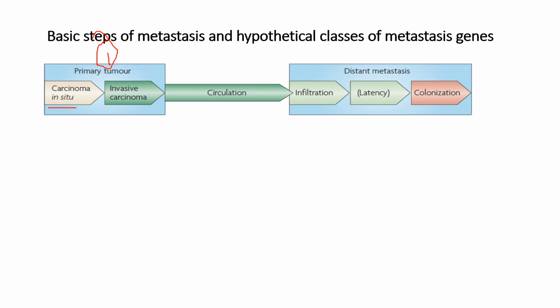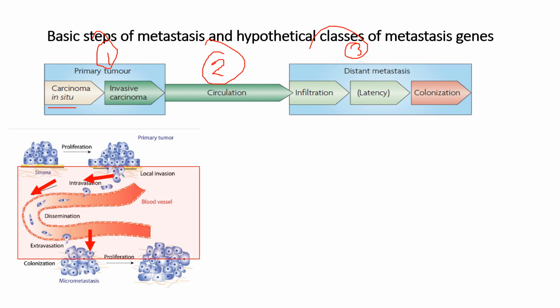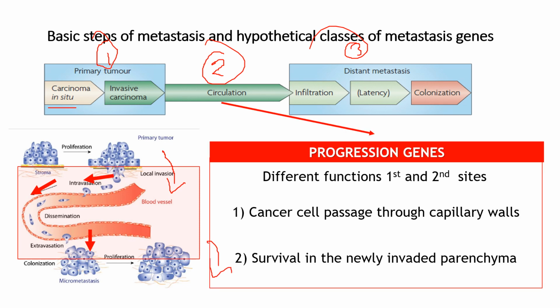Okay, now let's go to the other two stages, the circulation and the distant metastasis, or when it goes into a secondary tumor. So here you can see the second stage, the process of circulation, where it went from the local invasion, but it has not gone through metastasis yet. Here they call these progression genes. The idea is that they have different functions; these genes are different from the genes that you need to colonize a new tissue.